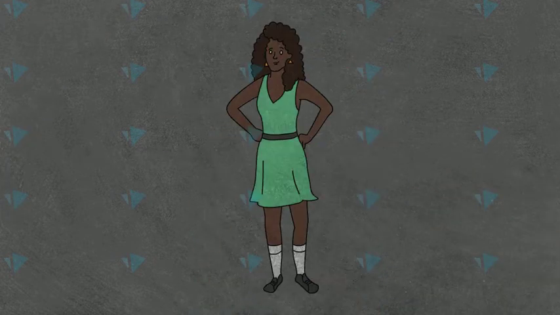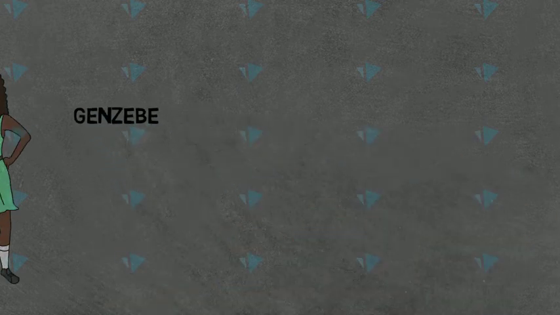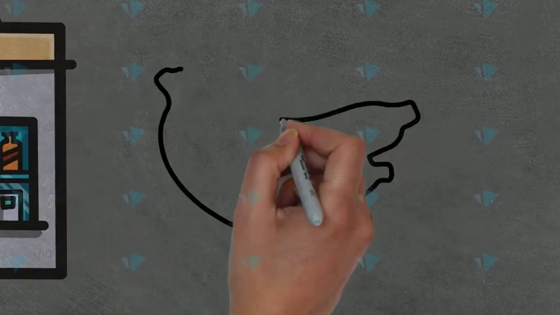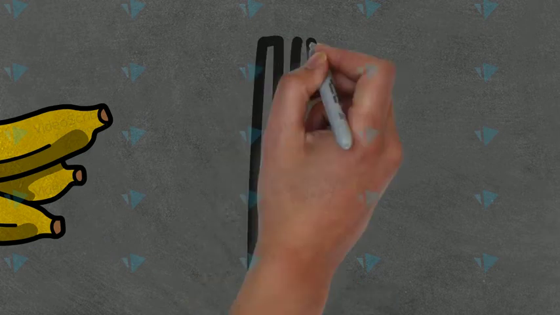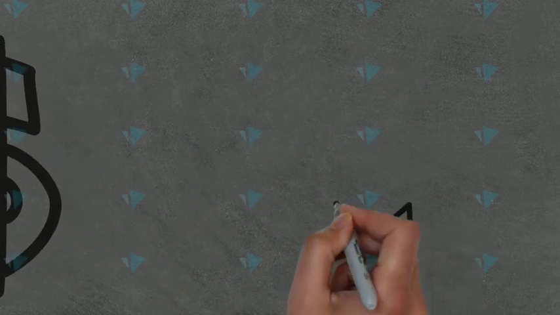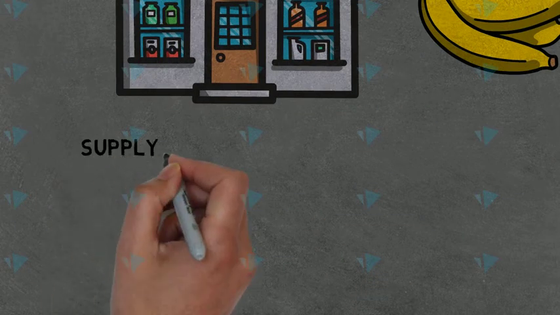Now let's have an example of a surplus. Here we have Genzibi. She works at a store that has oversupplied bananas. It has overestimated its banana demand. And that means that they had to drive the price of bananas way down throughout a sale. And that is not good for the store.